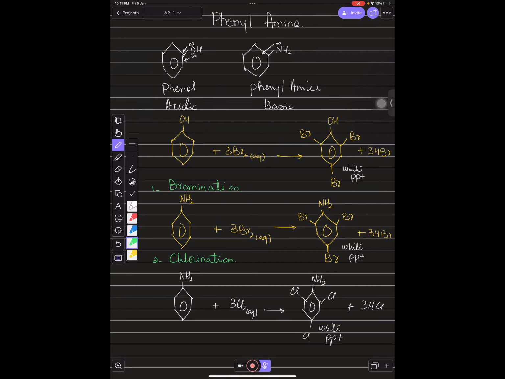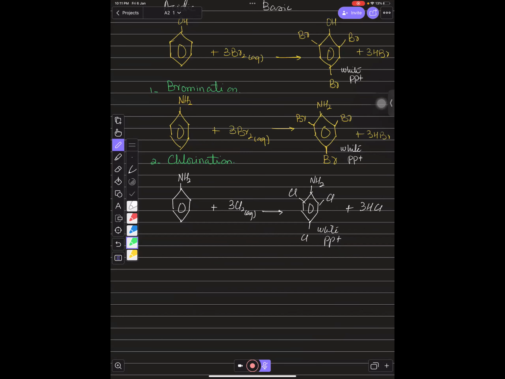Now we are moving towards the third chemical property, which is amines as nucleophiles. Let's see how they can act as a nucleophile.